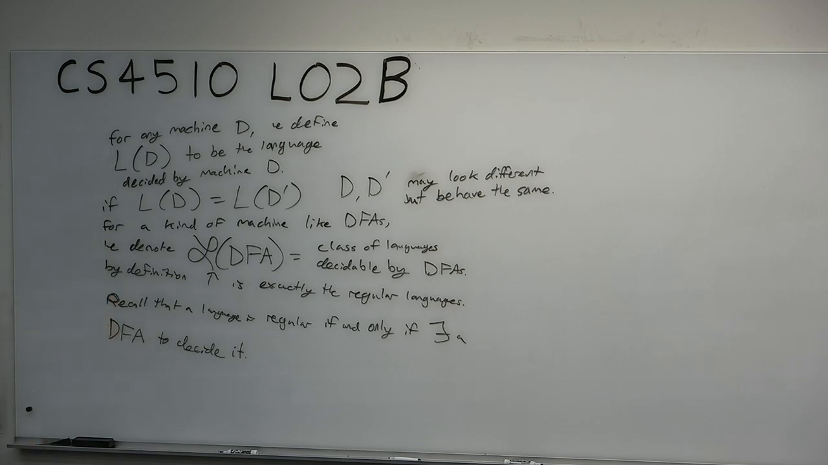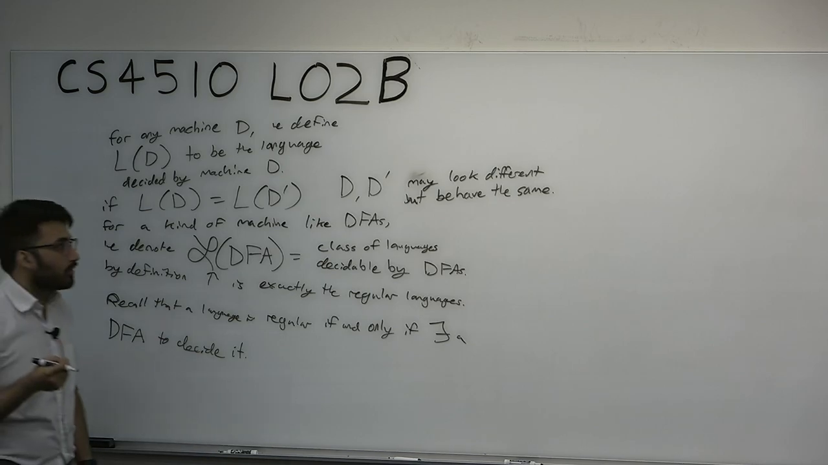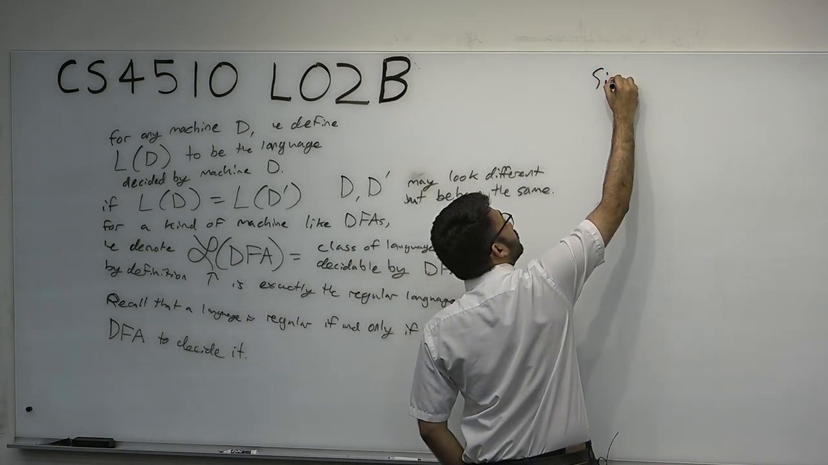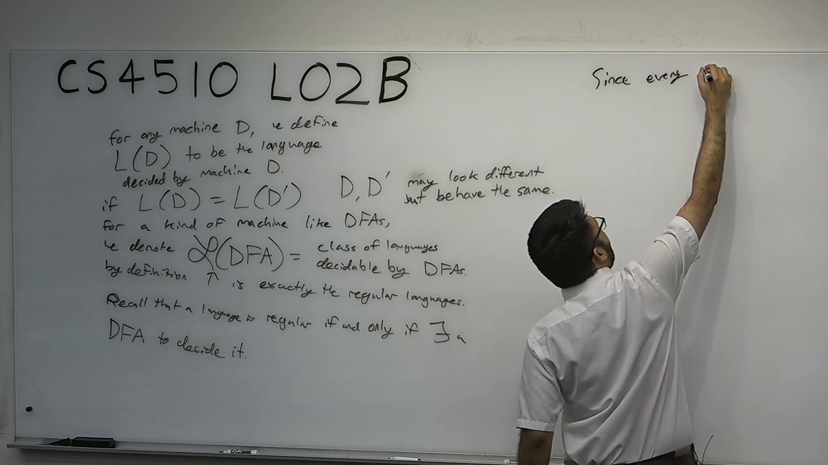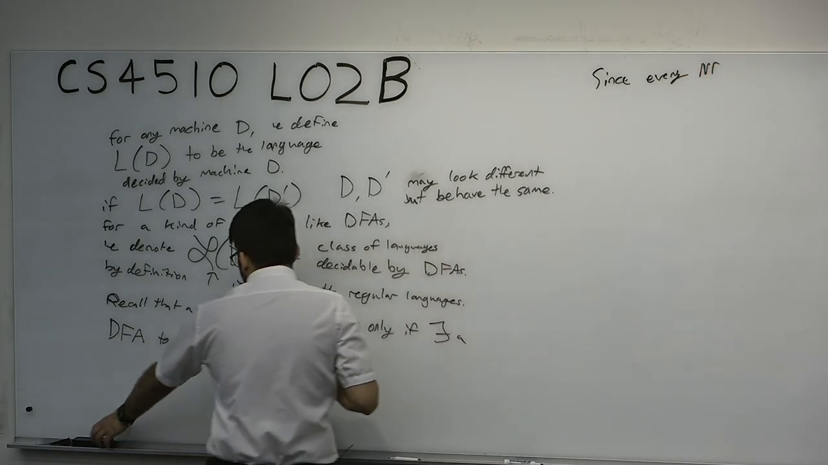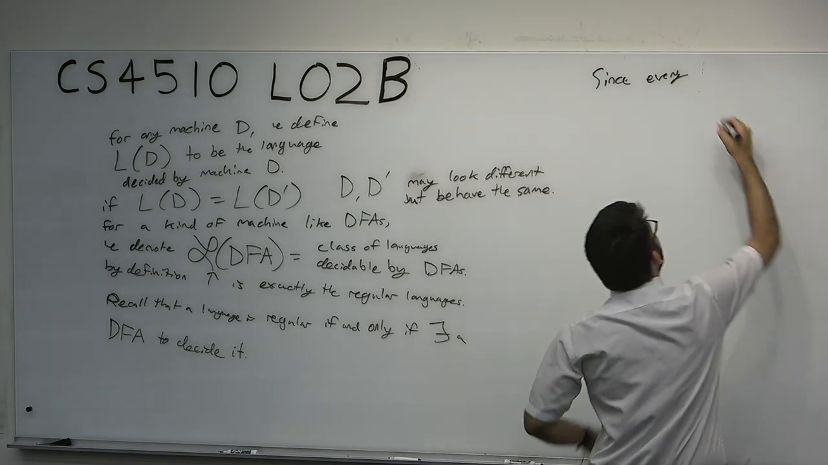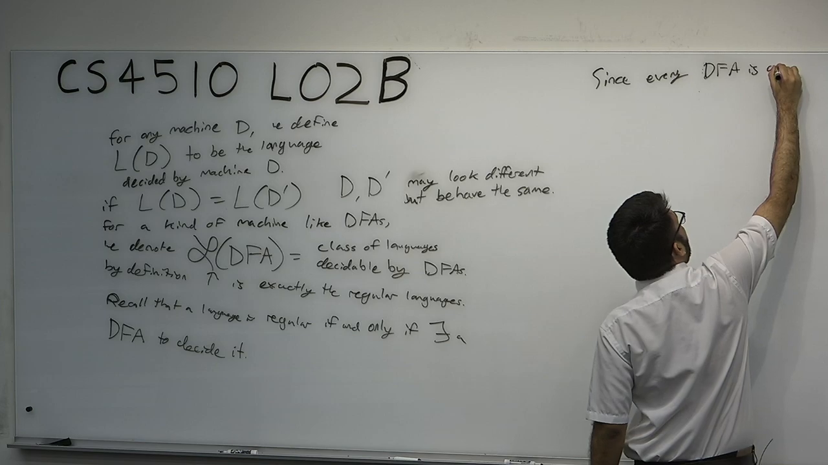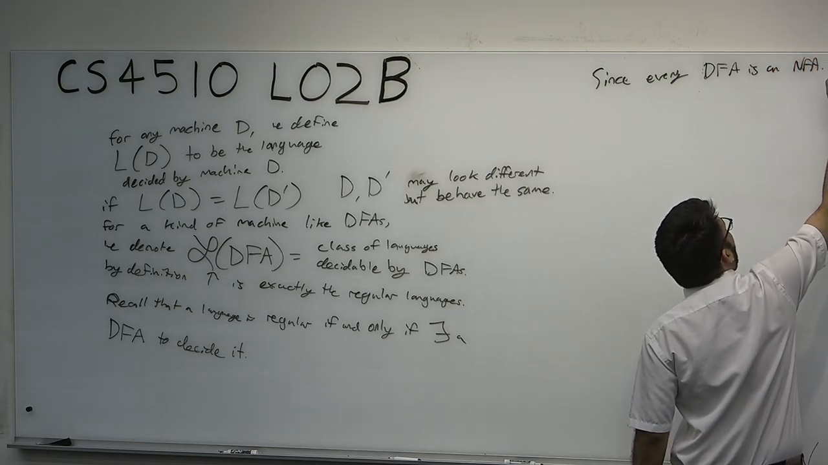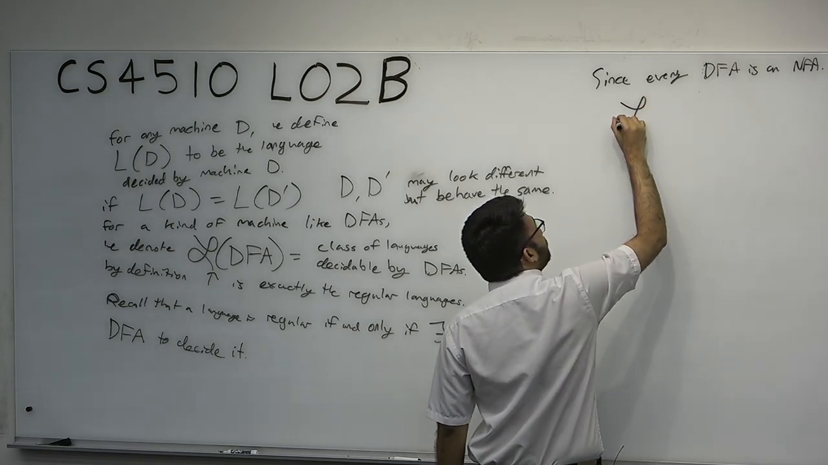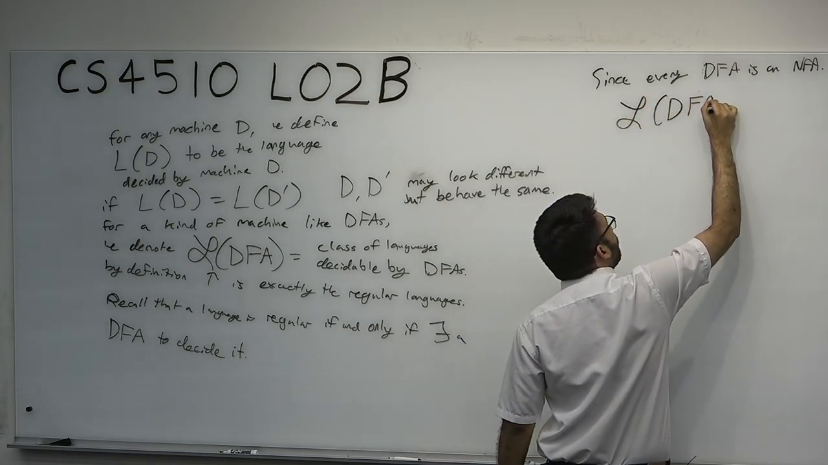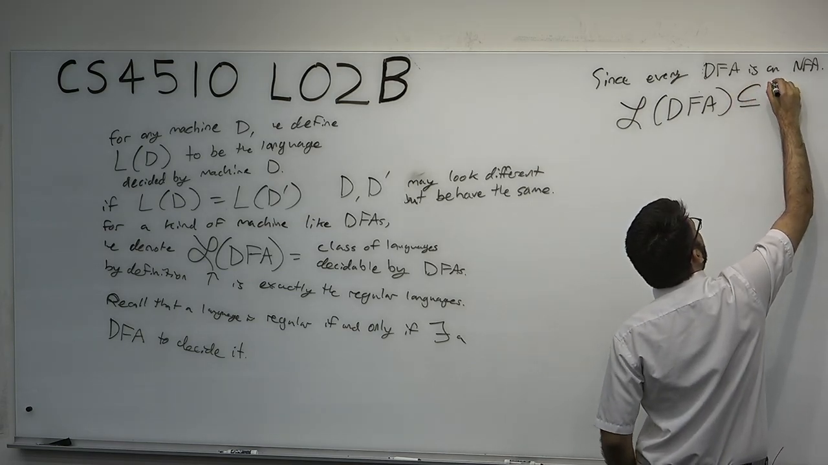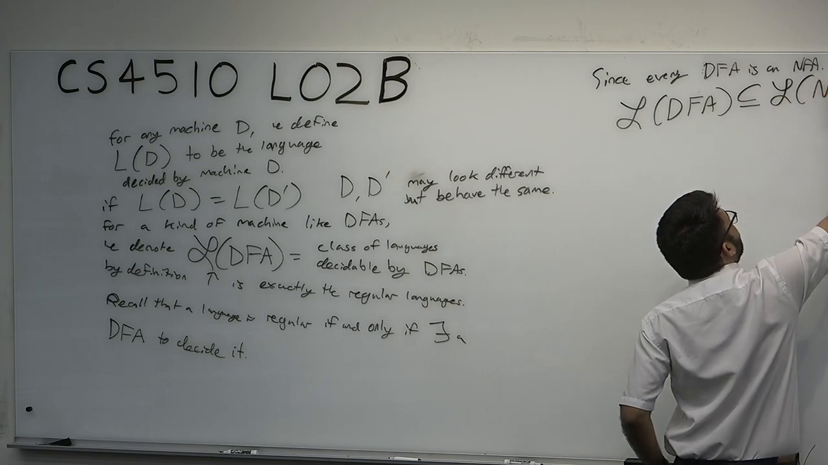L of DFA is the class of languages. It's a set of languages. To each language correspond many DFAs, right? We need this notation in order to compare and contrast different automata power from each other. Since every DFA is an NFA, then the class of languages decidable by DFAs happen to also be decidable by NFAs, right?